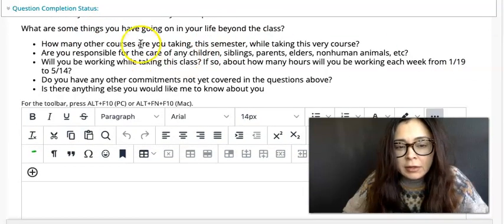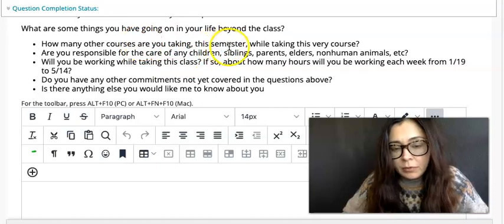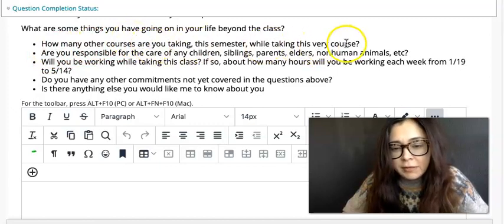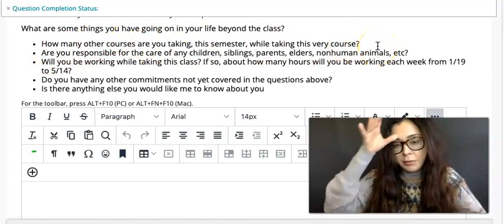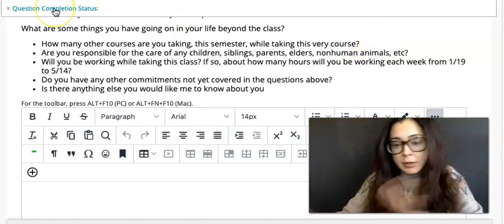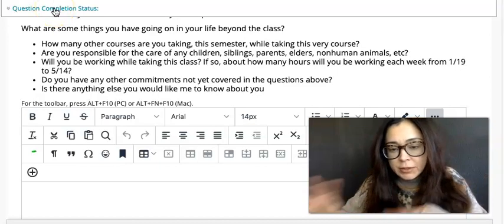So here you would say something like, including the question stem, I am taking X number of courses while taking this very course. You see how you just turned that into a period? Okay, so that's 1 sentence. All right, so literally you just copy as much as you can from the question stem and turn it into a statement.